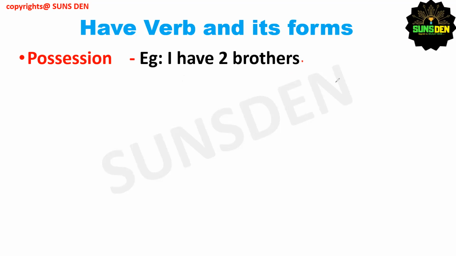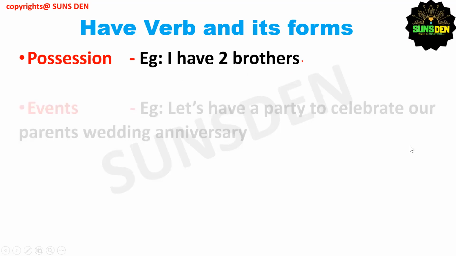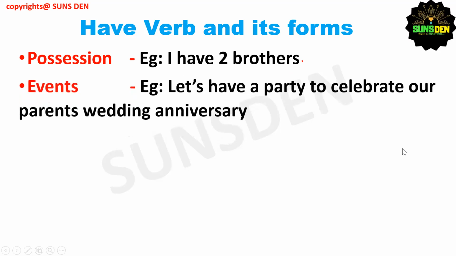Then the next one is events. What are events and how can we use it? Now, events are some activities that you are planning and you can use have verbs for that. Example, let's have a party to celebrate our parents' wedding anniversary. Now here, if you see, have a party shows that you are going to conduct or you are going to host a party. So in that place, you can use have verb.